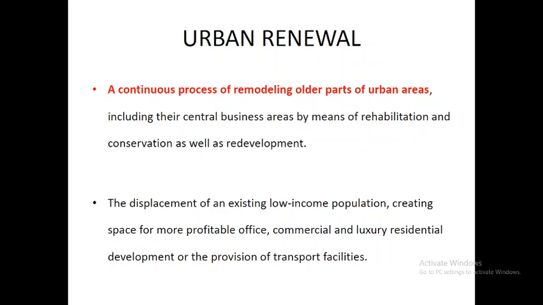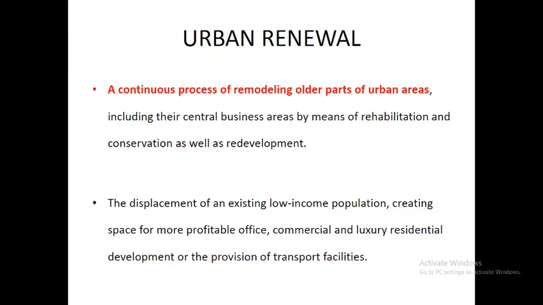So this process of conserving, preserving, redeveloping and rehabilitating the older parts of the urban areas, with the central business districts and the areas surrounding it, is called urban renewal. The displacement of existing low economic population, creating space for profitable office, commercial, luxury residential or provision of transportation facilities.